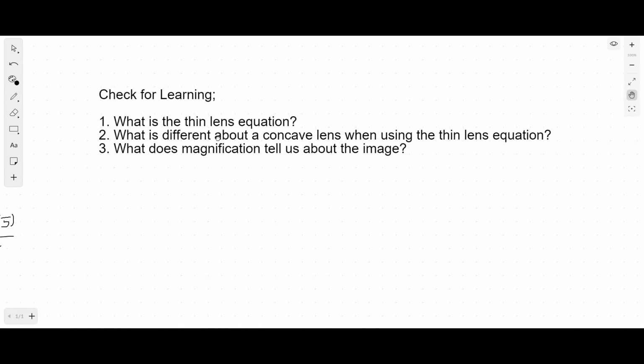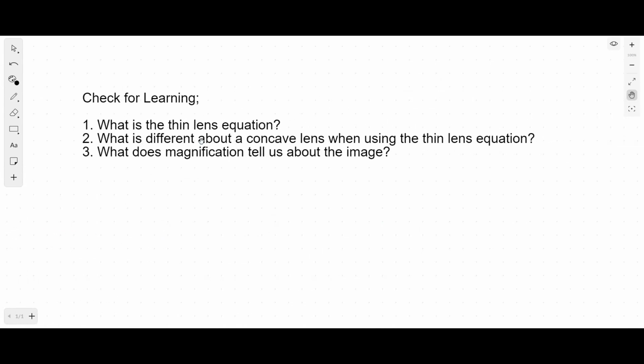Now let's check for your learning. First question is, what is the thin lens equation? Let's see if you can remember it off the top of your head. Second is, what is different about a concave lens when using the thin lens equation? Third is, what does magnification tell us about the image?